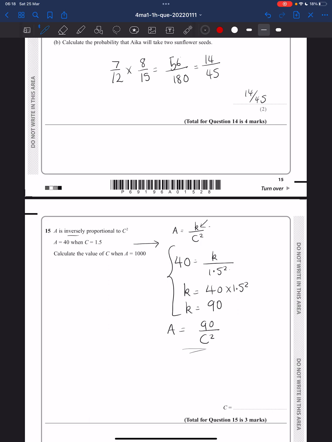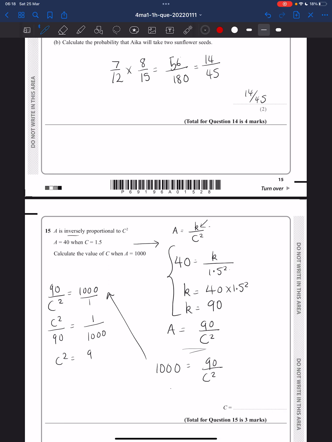And then if A is 1,000, 90 divided by c squared is 1,000. I'm going to run out of room, so I'm going to go up here now. 90 divided by c squared is 1,000. So we take the reciprocal of the left. C squared over 90 is 1 divided by 1,000. Take reciprocal. C squared divided by 90, this is 1,000 over 1.